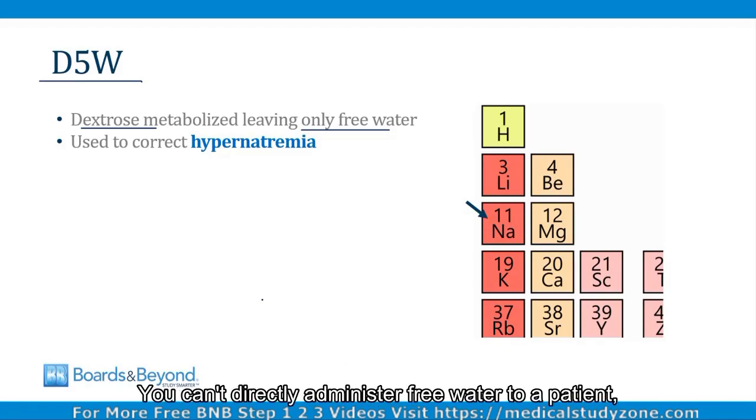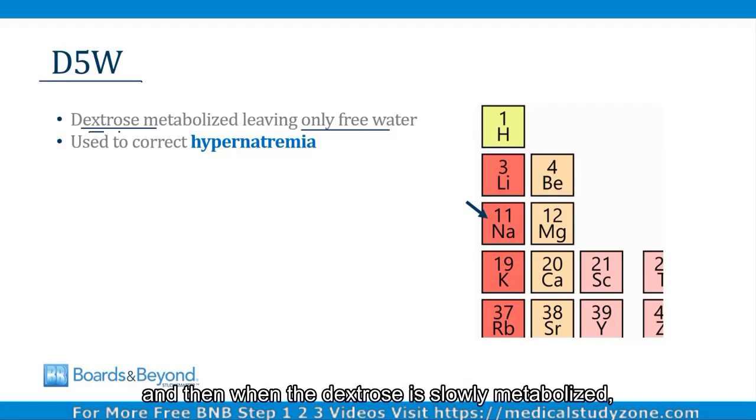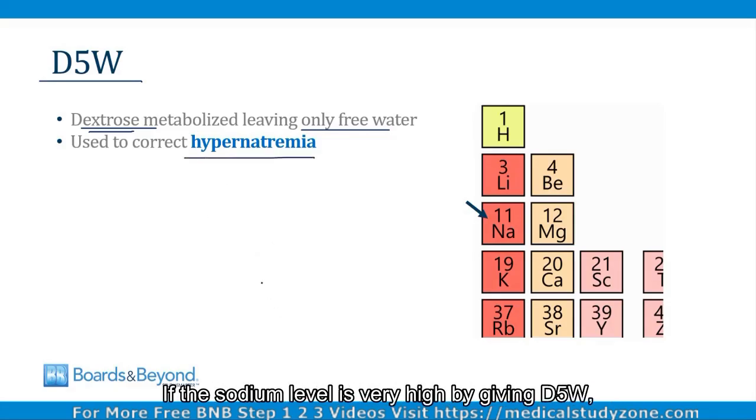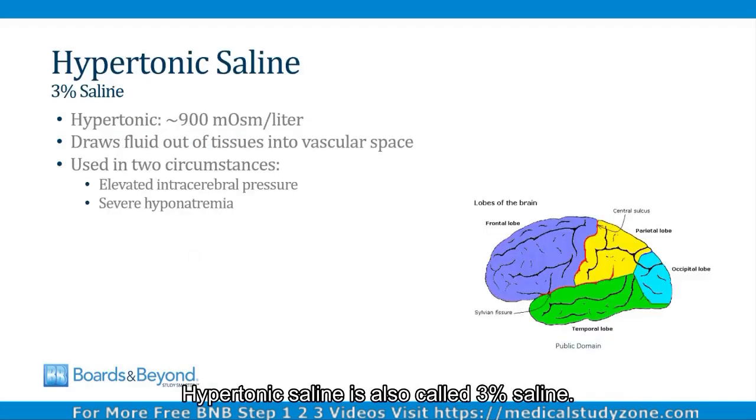In other words, you want to give free water intravenously. You can't directly administer free water to a patient because it will cause cells to lyse, but you can administer water with dextrose in it, and then when the dextrose is slowly metabolized, you have essentially given that patient free water. And because this is equivalent to giving free water, this is the ideal fluid when treating hypernatremia. If the sodium level is very high, by giving D5W, you will dilute the sodium back down to a normal level.